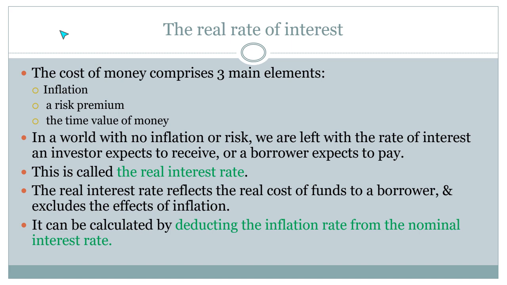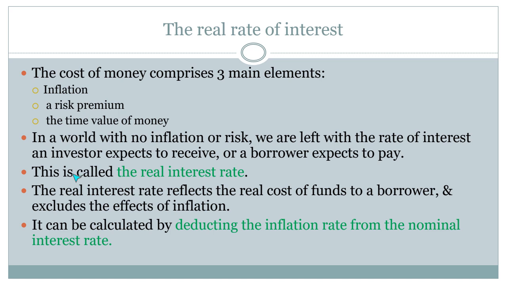When we talk about interest rates, they are made up of three main components: inflation, a risk premium, and the time value of money. This is what is taken into account in determining what interest rate is going to be charged or paid on a particular investment.